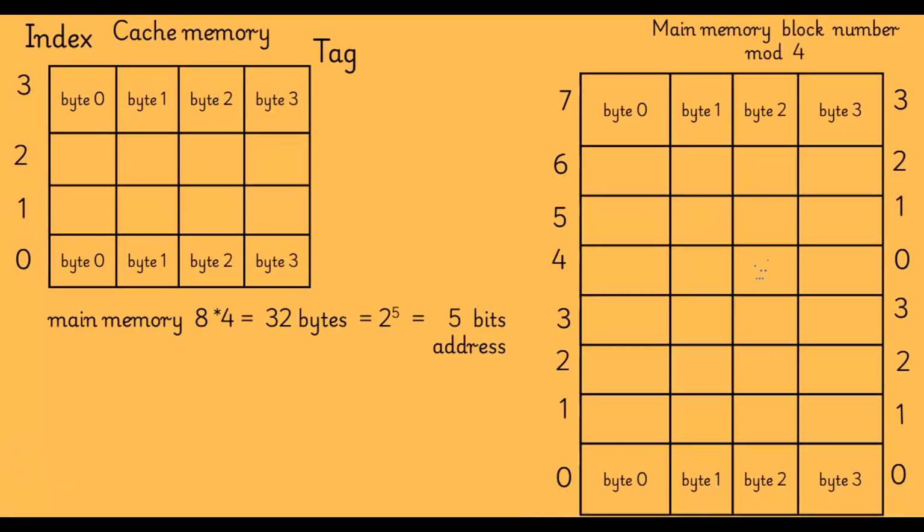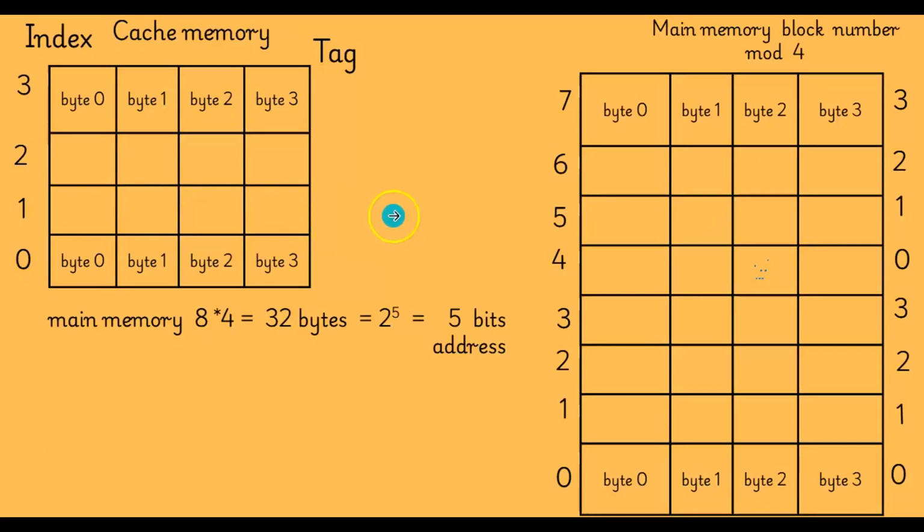You may have a doubt in this direct mapped cache memory implementation. For example, we take the scenario where we want to store this block in cache memory. That means 5 mod 4 is equal to 1. So this block will be mapped to the first block in cache memory. After some time, we want to store this block also in cache memory. So what will happen? 1 mod 4 is equal to 1. So this block is also mapped to the same first block in cache memory.